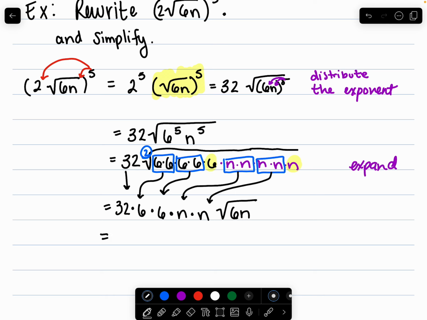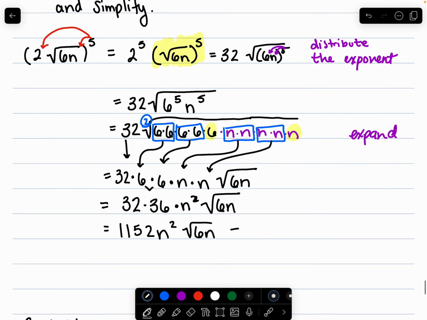6n. So we end up with 32, 6 times 6 is 36, times n squared, and the square root of 6n. And 32 times 36 is 1,152 times n squared and the square root of 6n.